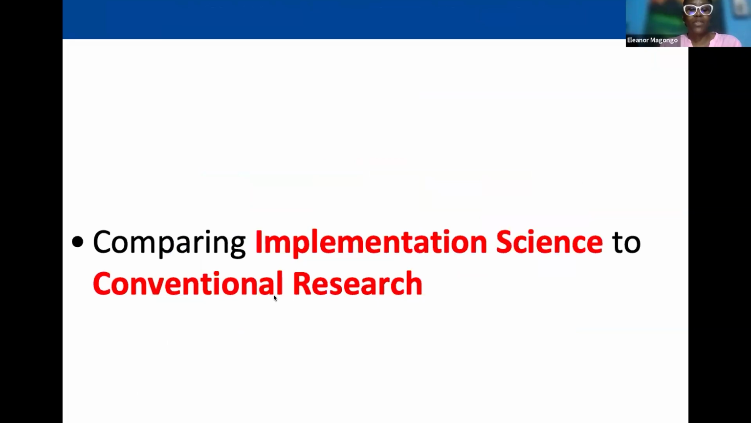So as I begin to wind up, I would now like to compare implementation science to conventional research.